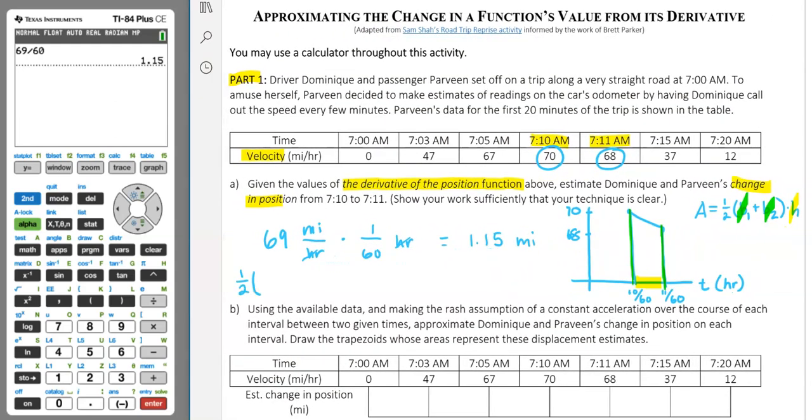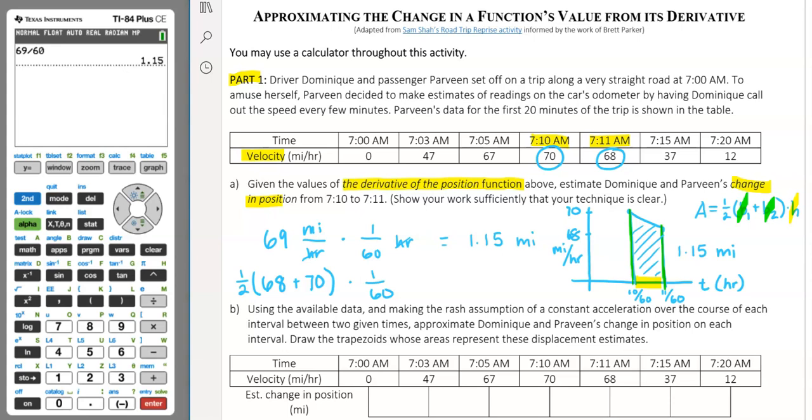All right, so let's go back and look at our previous calculation. 1/2 the sum of the bases, which were 68 miles per hour and 70 miles per hour. So base 1 plus base 2 was 68 plus 70, and half of that was 69. So that's our 69 miles per hour. And the height of the trapezoid was 1/60th of an hour. So it's exactly the calculation that we just did. So the area of that trapezoid is 1.15 miles.